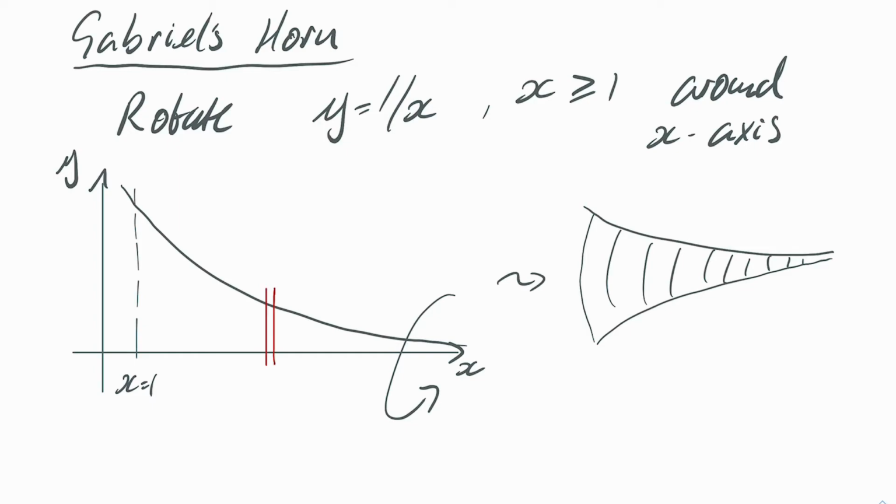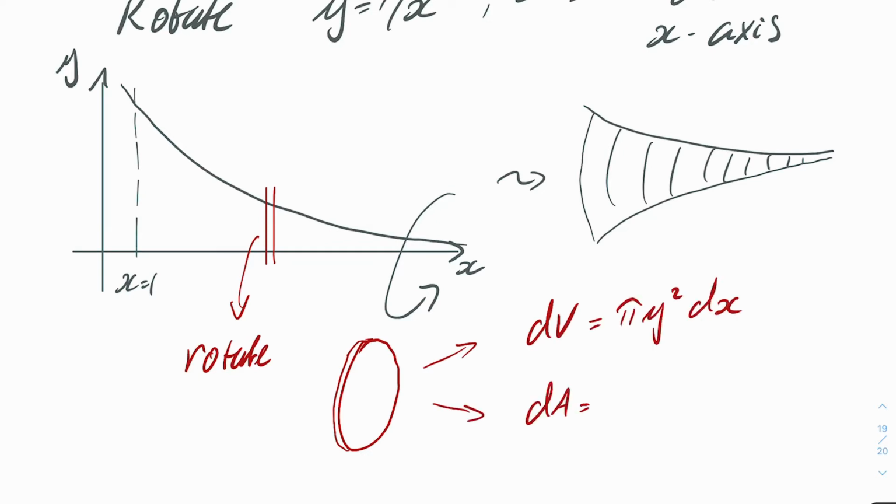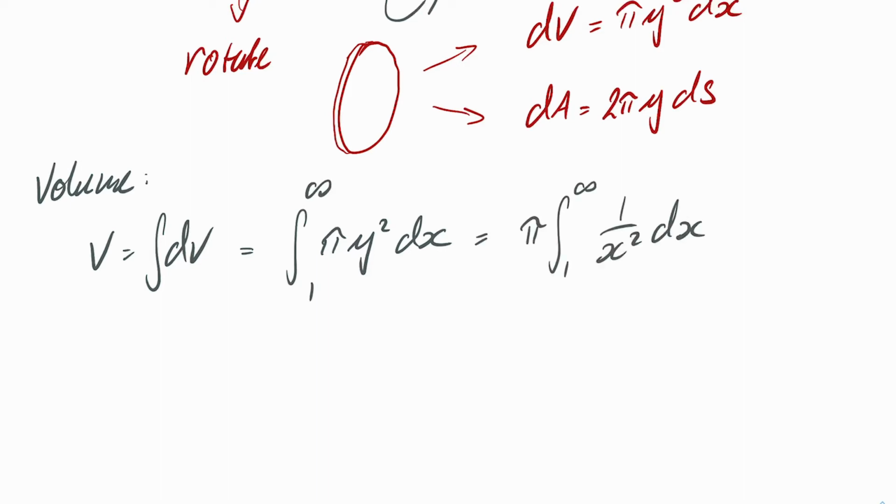Let's take a slice through it. Rotate this around the x-axis, we can find the infinitesimal volume of that. So this gives us a disk, and this disk has an infinitesimal volume and an infinitesimal area. And we can go ahead and now compute both of those things. Let's start with the volume. The volume is the integral of the infinitesimal volume dV, and we integrate over all the slices x from 1 to infinity. And that's equal to pi times the integral from 1 to infinity of 1 over x squared dx. Let's calculate this.